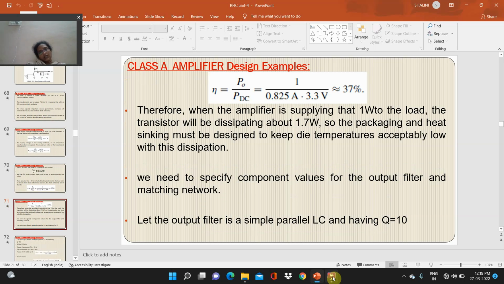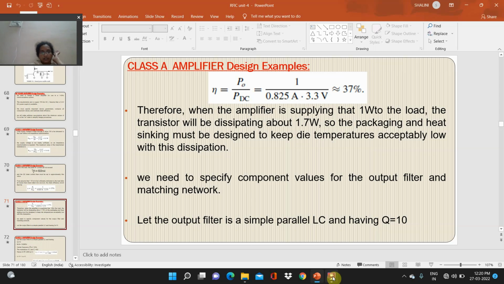So efficiency is approximately equal to 37%. Therefore, when the amplifier is supplying that 1 watt to the load, the transistor will be dissipating about 1.7 watts. So the packaging and heat sinking must be designed to keep die temperatures acceptably low with this dissipation. We need to specify component values for the output filter and for the matching network.